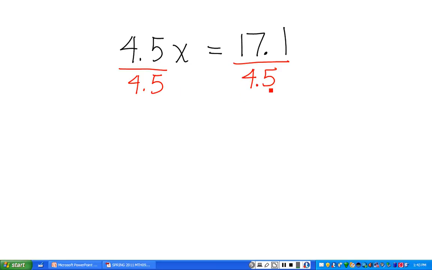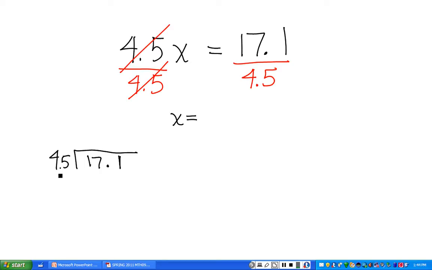So this is really the easy part, because we just already got rid of the 4.5 that was connected to the x. However, we're going to have to divide decimals. Okay, so let's go over here on the side and divide the decimals out. So we have 4.5 divided into 17.1.